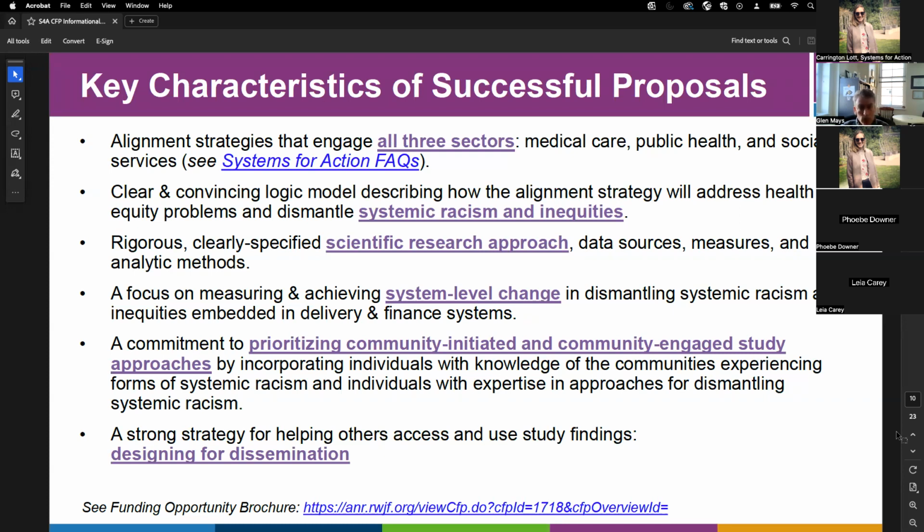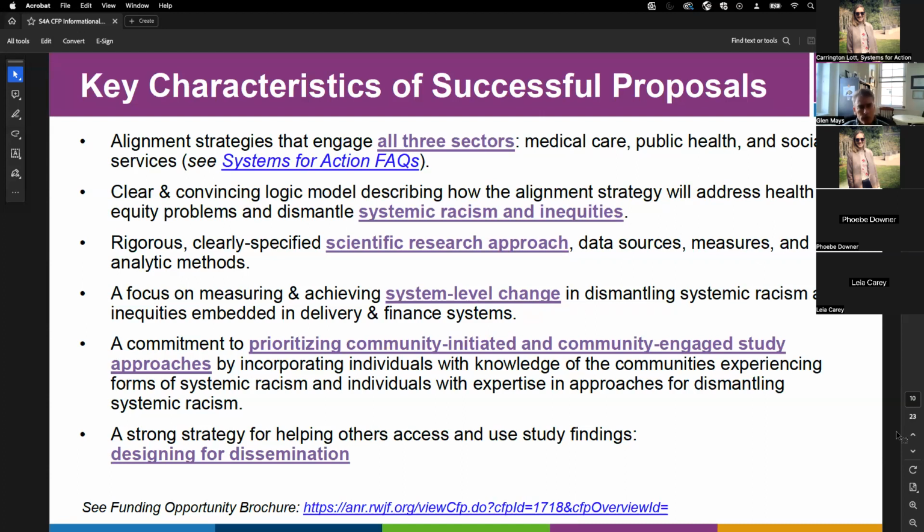We encourage you to take a look at how we define each of those three sectors: medical care, public health, and social services. They are broad and inclusive, but you can see those definitions on our FAQ page on the Systems for Action website.